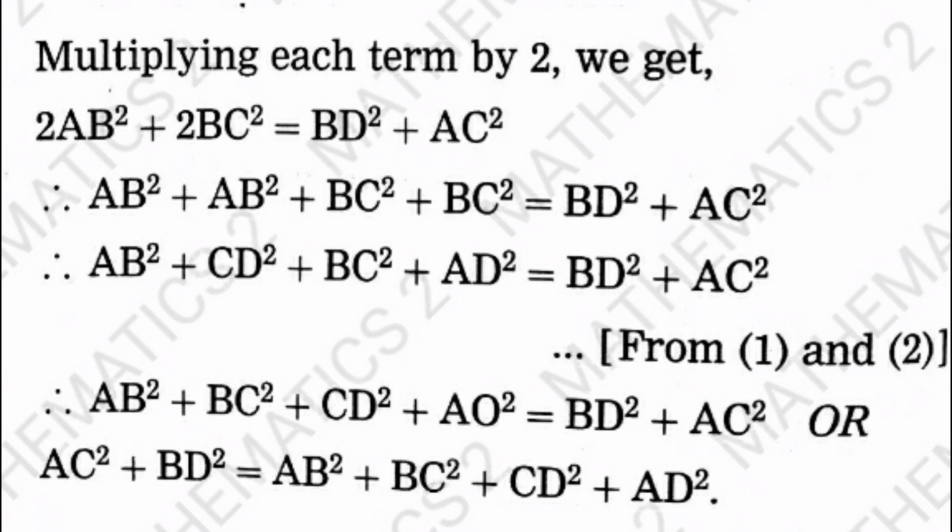Third term is BC square. I will keep that term as it is. The fourth term is BC square again. But I know that since this is parallelogram, BC is equal to AD. So replacing BC by AD, I will get AD square is equal to, right hand side will remain same, BD square plus AC square. So what I will get, AB square plus BC square plus CD square plus AD square is equal to BD square plus AC square. So hence we have proved.